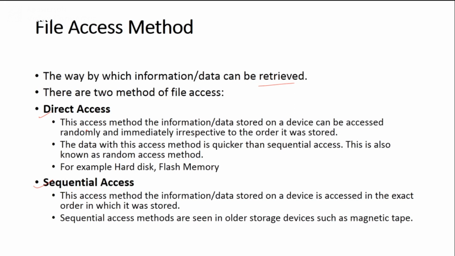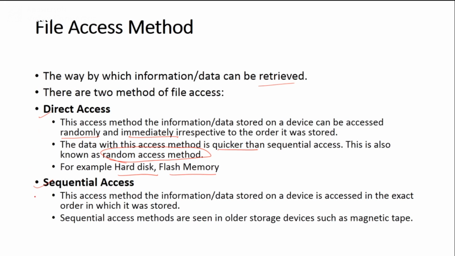In direct access, the information or data stored on a device can be accessed randomly and immediately, irrespective of the order in which it was stored. Directly it can access the data. Data access with this method is quicker than sequential access. This is also known as the random access method. For example, hard disk, flash memory. So that is the direct access method.